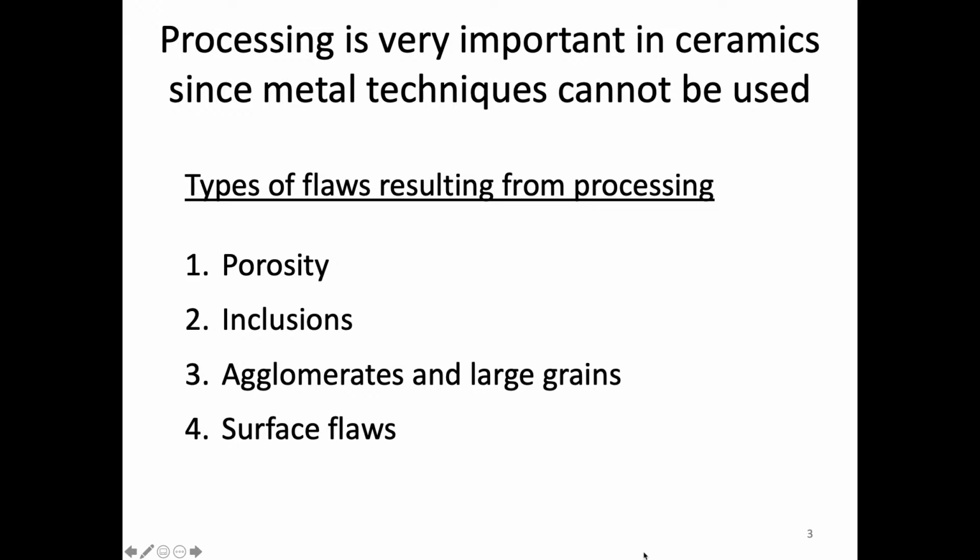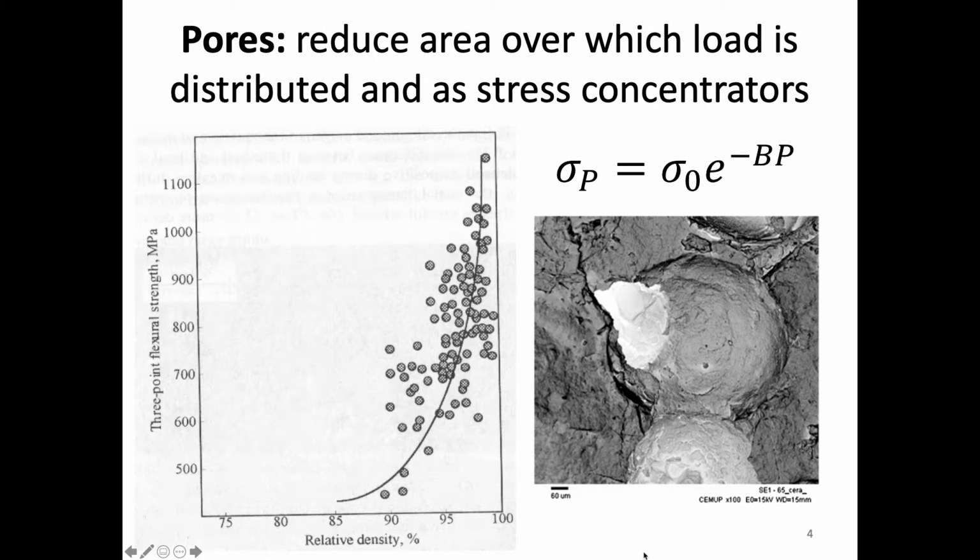All right, so the types of flaws that we can introduce are porosity. We've talked about this in the context of glass. Inclusions, so these are like secondary phases that shouldn't be there. We can also have agglomerates and large grains, and we can also have surface flaws. So we'll go step by step with these. All right, porosity. So we've talked about porosity before. This could be from the sintering process, so not enough of the empty space is removed. It could be from glass formation if there's bubbles left over. This can all be what causes pores.